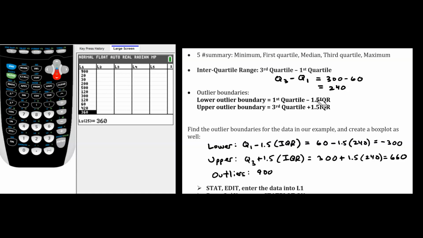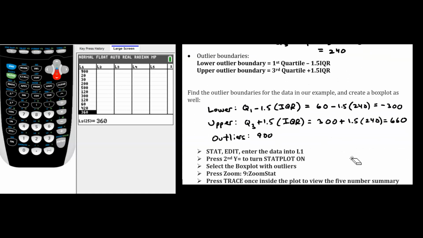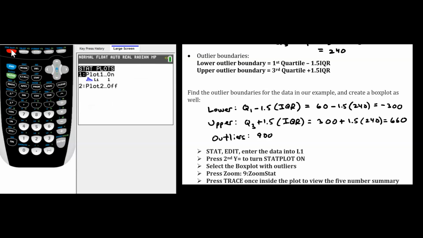Okay, so now let's take all of this information and visualize it. Let's plot it, and we can do that plot in the graphing calculator. So what we're going to do is create this box plot, and here are the steps to do so. We are going to press Stat Edit, get the data entered into L1. That's already been done. Then we press second y equals to turn the stat plot on, and we've done this before.